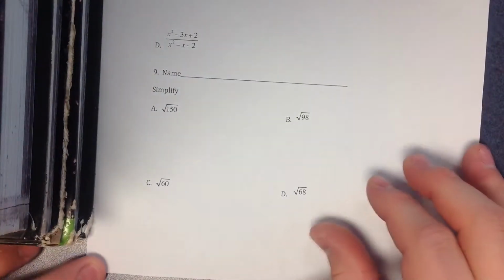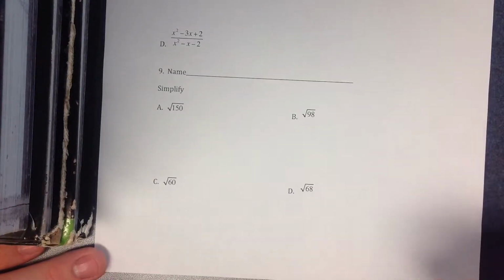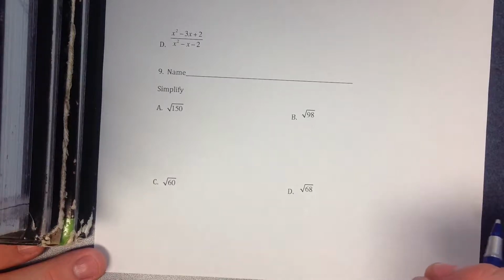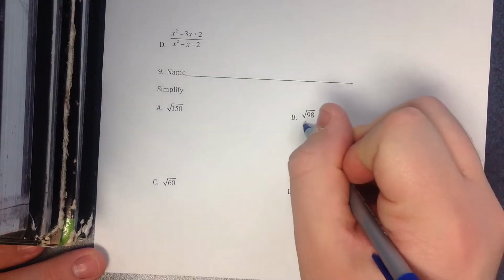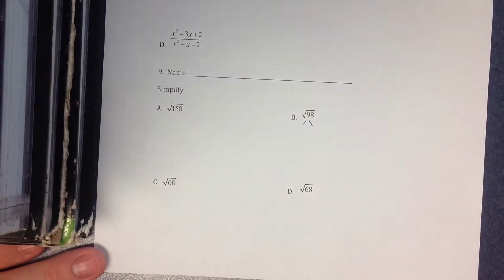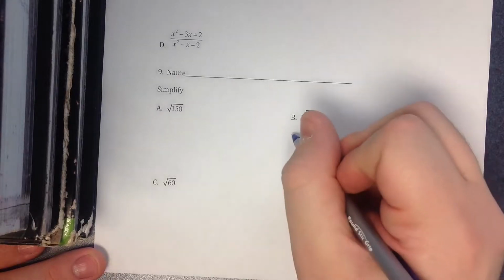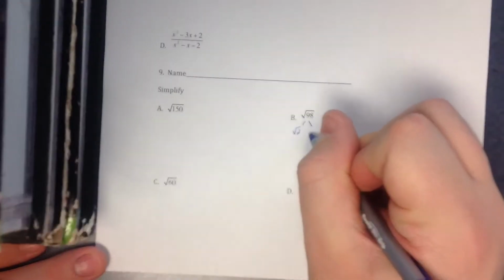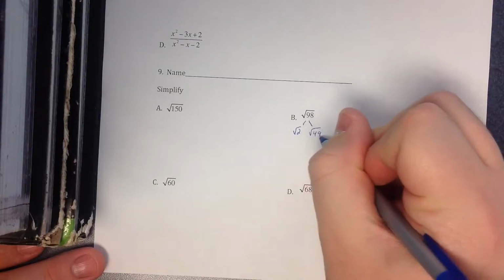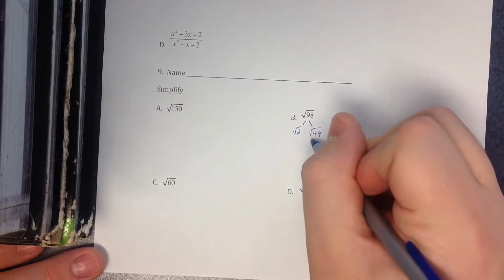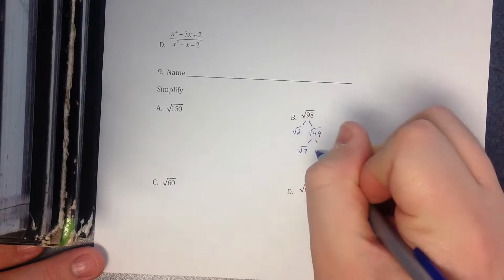Okay, number 9 dealt with simplifying square roots. I know normally I put exponents with them, but I didn't on the extra practice. So I'm just going to do part B on this one, so 98. So we start by breaking it down by whatever you know that goes into it. So I know 2 goes into it, so I could take square root of 2, and 98 divided by 2 is 49. And then I know 49 could break down to 7 and 7.